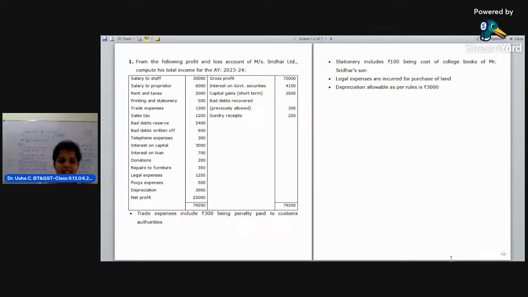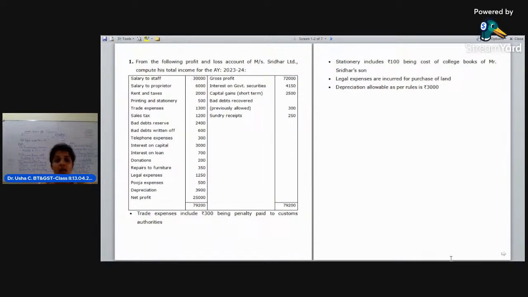Next is rent and taxes. As usual, rent and taxes is an admissible expense. Ignore. Printing and stationery is also a business expense. You can ignore. You should identify only the inadmissible expenses from the debit side. Just mark what are all the inadmissible expenses, then we can take those in the problem when doing the problem. Next, trade expenses, as it is a business expense, it is allowed.